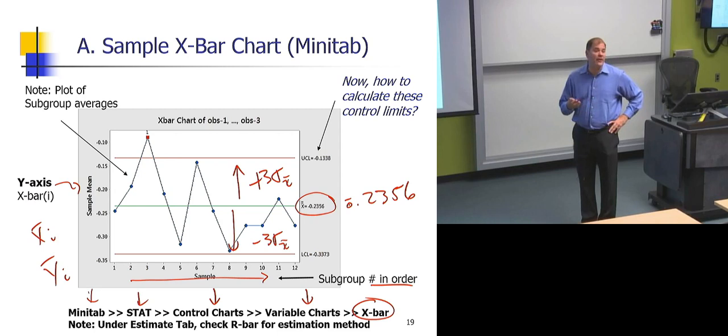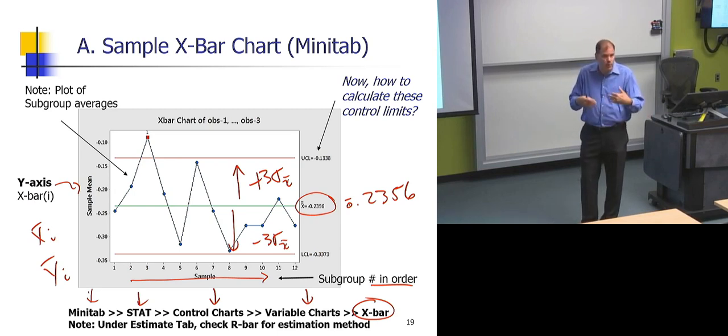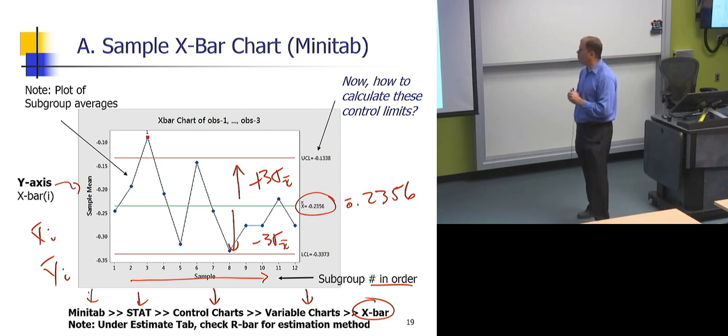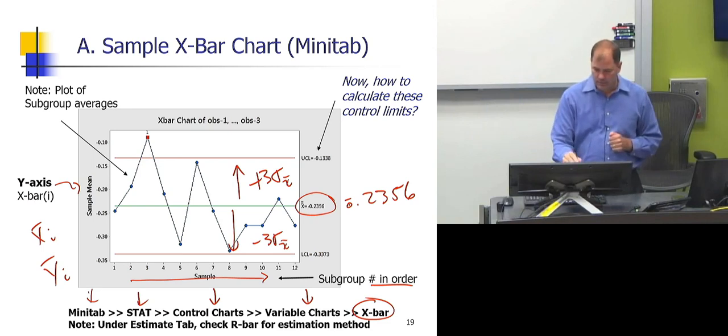Sigma X bar is the standard error of the mean. You may remember from a stats class that it is the standard deviation divided by the square root of n. So sigma X bar is tighter than sigma X. The standard error is going to be tighter. But we're not plotting X's, we're plotting X bars. We make our control limits, and in this case, we get the following.